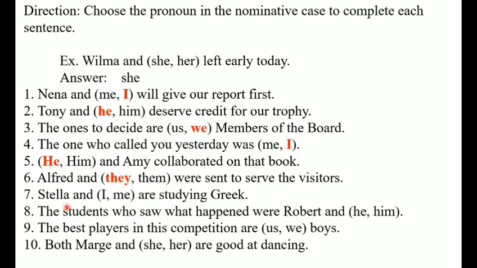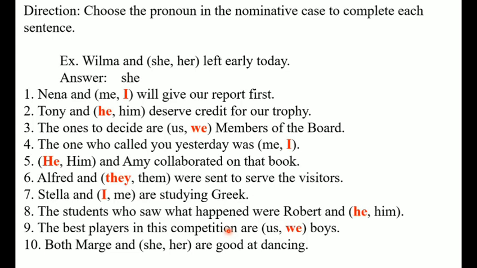Number 7, again, tatakpan natin itong Stella and. Ang matitira itong I at me. So the correct answer here is I. I, and then gagawin mong ito kasi siya lang subject. I am studying Greek. Okay, number 8. The correct answer here is he. Again, this is a sentence which is inverted. Ang tawag dito ay predicate nominative kasi ang ginamit na verb ay linking verb na were. So pwede natin siyang baliktarin. Robert and he, him were the students who saw what happened. And then, takpan itong Robert and. Dahil ang subject natin ay isa na lang, gagawin natin itong ang were gagawin was. He was the student who saw what happened. So the correct answer here is he.